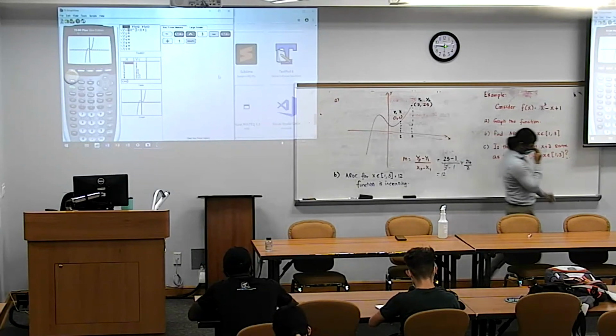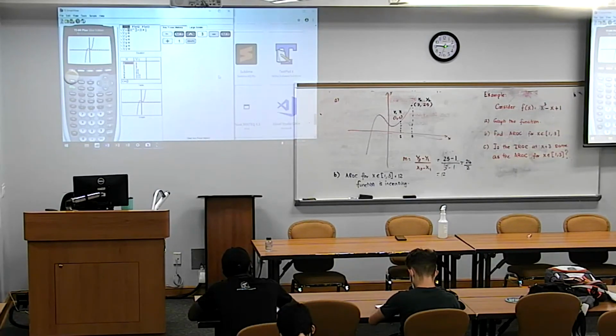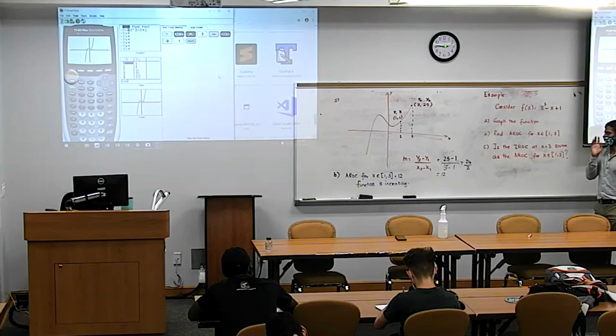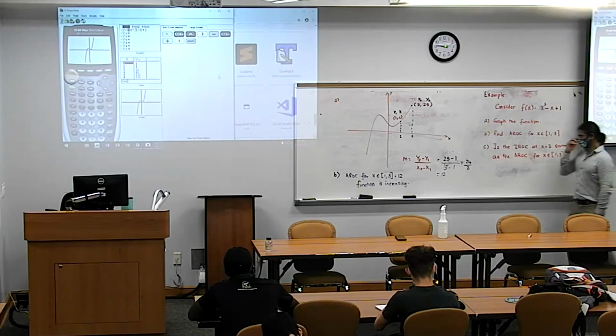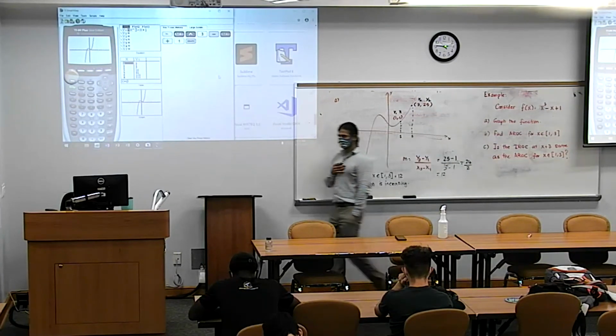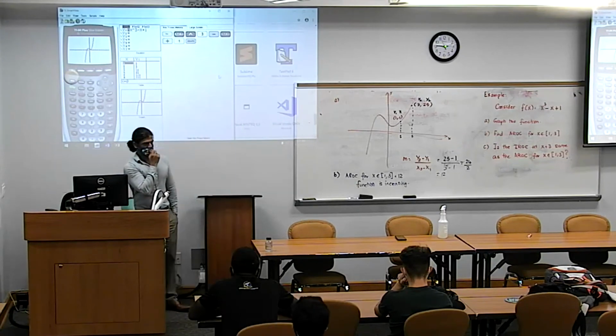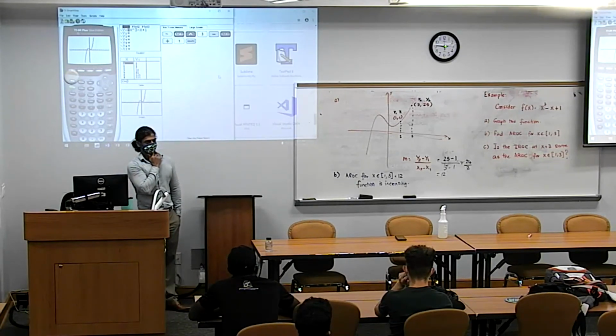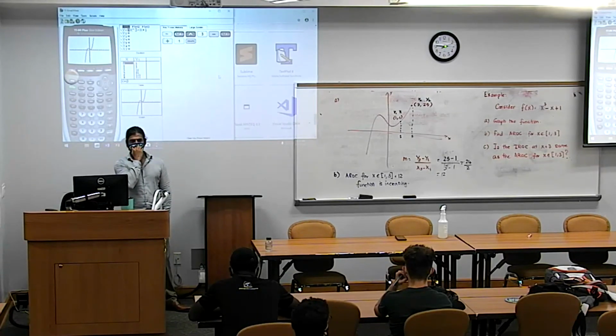Now can someone tell me, or give me the answer for part C? It wants to know, is the IROC at x is equal to 3 same as the average rate of change for x in 1 to 3? In other words, the question is, the rate at x is equal to 3, is it the same as 12? Look at the picture carefully. Yes? Okay. How many of you say yes? How many say no?